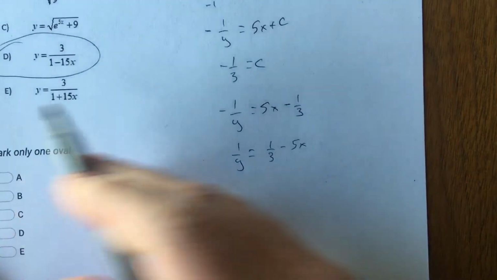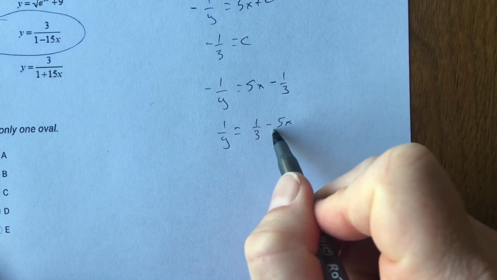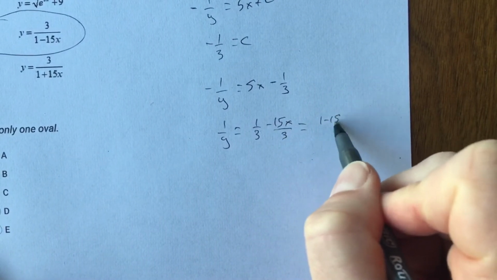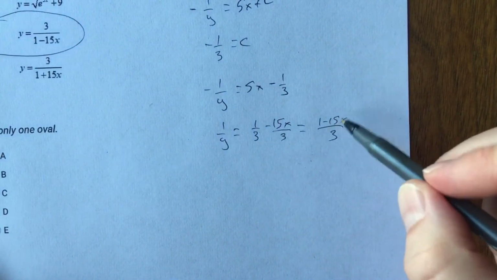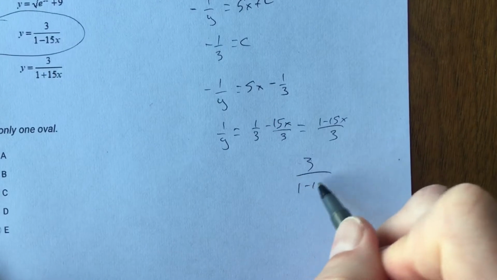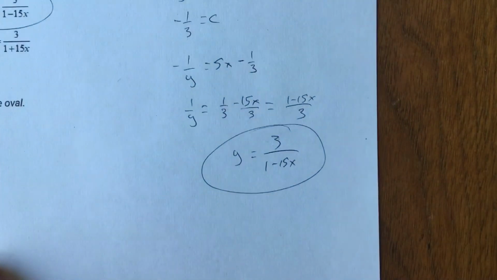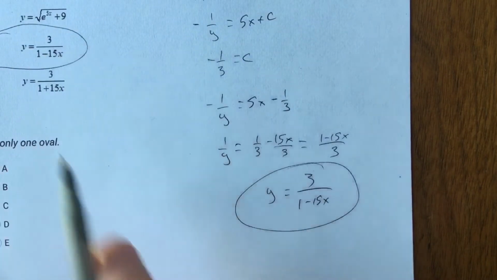Okay, now just to kind of tell you why it is, if we were to get a common denominator here, this would turn into 15 over 3, which would be 1 minus 15x over 3. And then when you flip this side, you just flip that over, and that's where that comes from. So if you're able to do that on your own, great. If you were unsure, hopefully logic kind of took you to that answer.